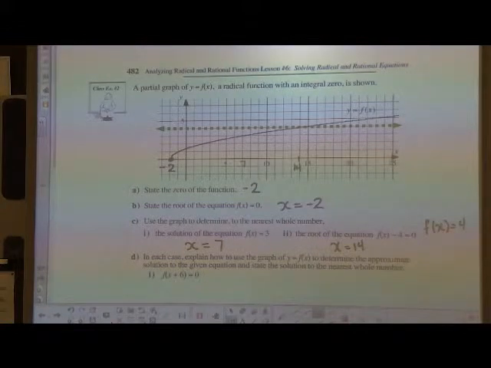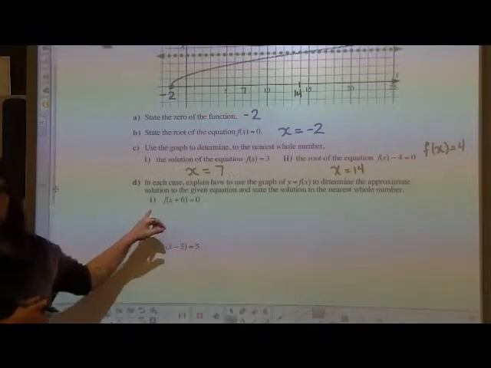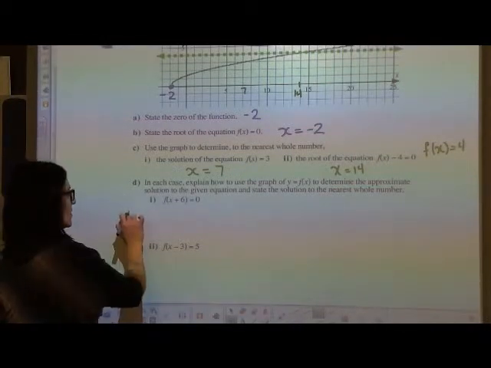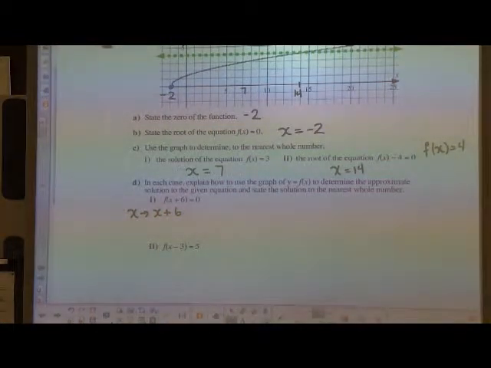Okay? In the next part it says, in each case, explain how to use the graph of y equals f of x to determine the approximate solution to the given equation and state the solution to the nearest whole number. So what does f of x plus 6 mean? What was my replacement? X with an x plus 6. And when I replace x with an x plus 6, what does that tell me to do to the graph? 6 units left. Move 6 units left.